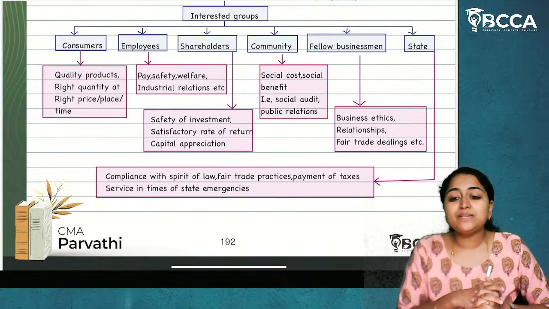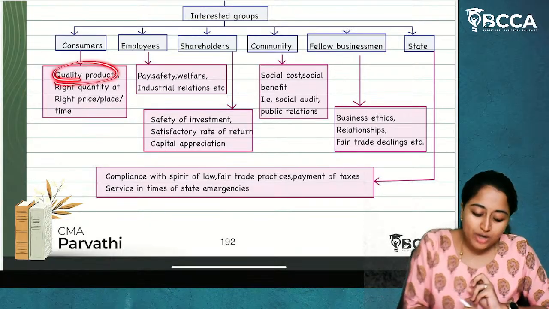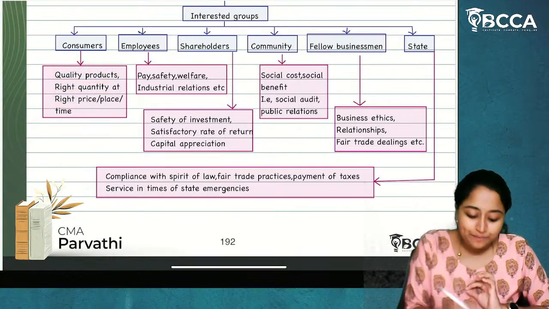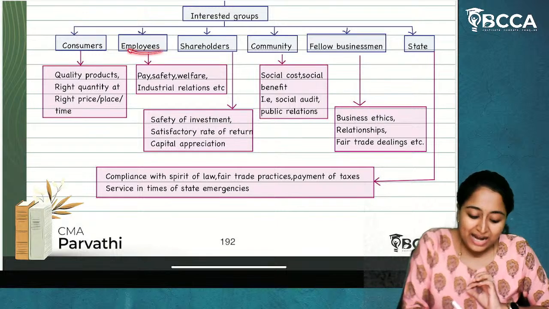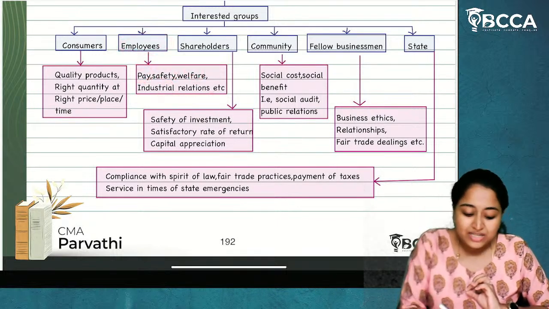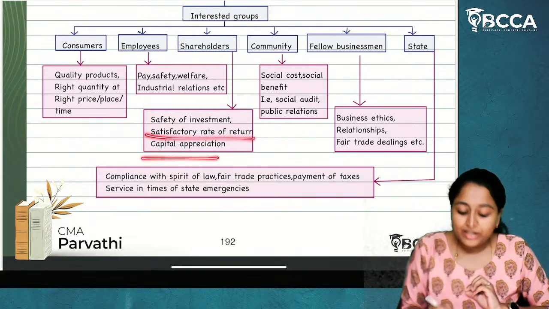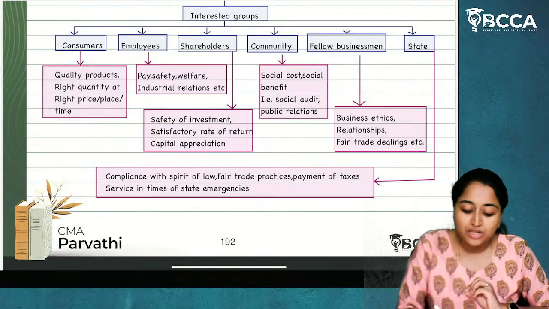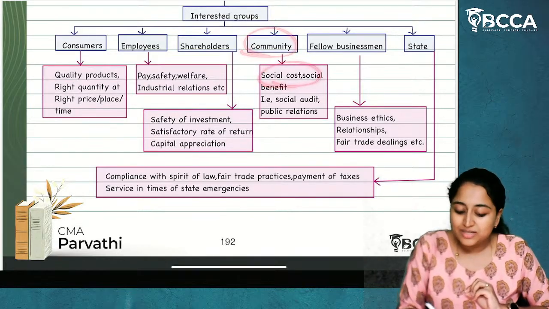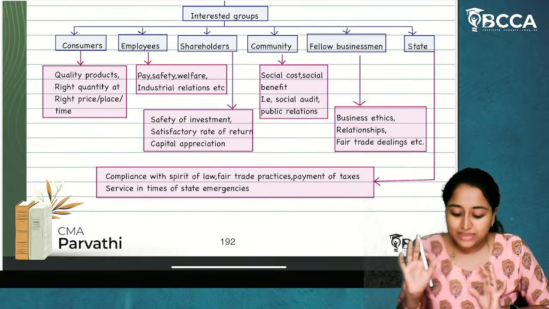Now, what do customers want from the organization? They want quality products, the right quantity at the right price, place and time. Employees want pay, safety, welfare and industrial relations. Shareholders need safety of investment, a satisfactory rate of return and capital appreciation. The community wants social cost and social benefit. Fellow businessmen want fair business ethics.